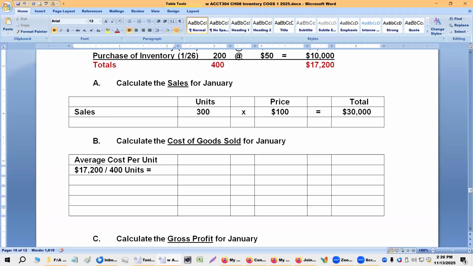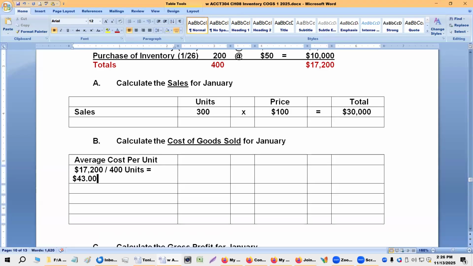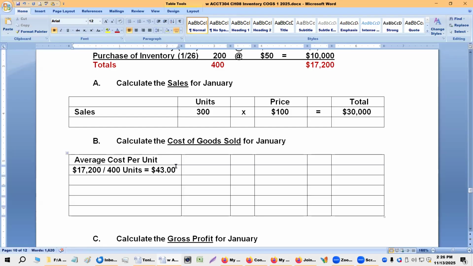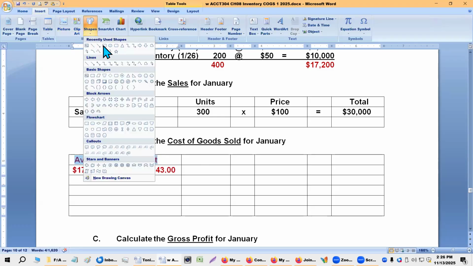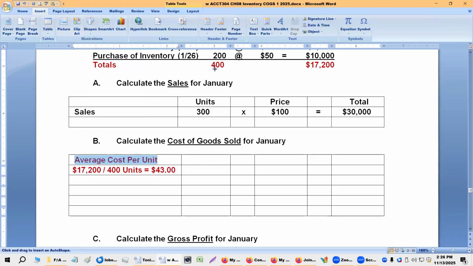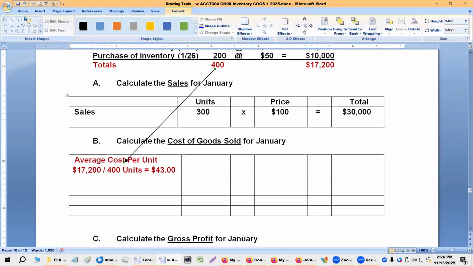I got 43 even. Is that what you guys got? That's what I got, yeah. Okay. Yeah, I also got that. Okay, thank you. You're a little worried, yeah, that can't be right, is it? All right. Okay. So it's $43 per unit.